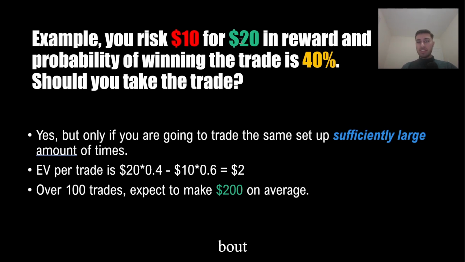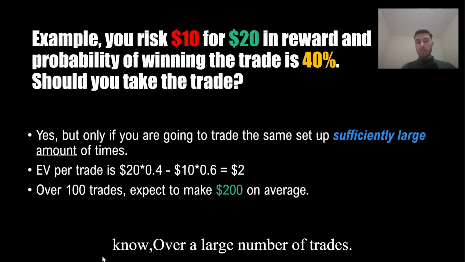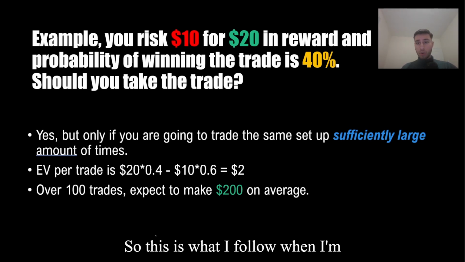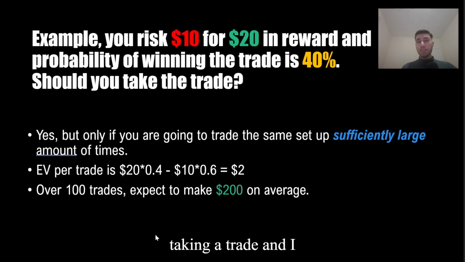And of course, if you have a set take profit and stop loss, you cannot win $2 on a single trade, but over 100 trades you can expect to make $200 on average. That's the point. It's not about per trade, it's about over a large number of trades. So this is what I follow when I'm taking a trade and I have a setup. That's quite useful to know.